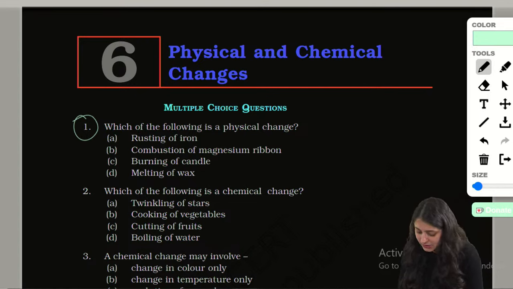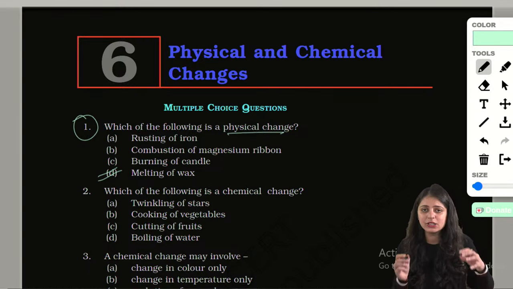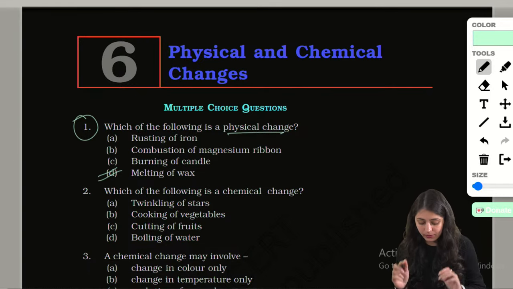Rusting of iron, combustion of magnesium ribbon, burning of candle, melting of wax. इनमें से physical change कौन सा है? आपको ये बताना है. You all know what physical changes are, है ना? You don't like this chapter? कोई बात नहीं, बहुत आसान है ये. Option D, very good. See, when we say physical change, we mean that no new substance should be formed.